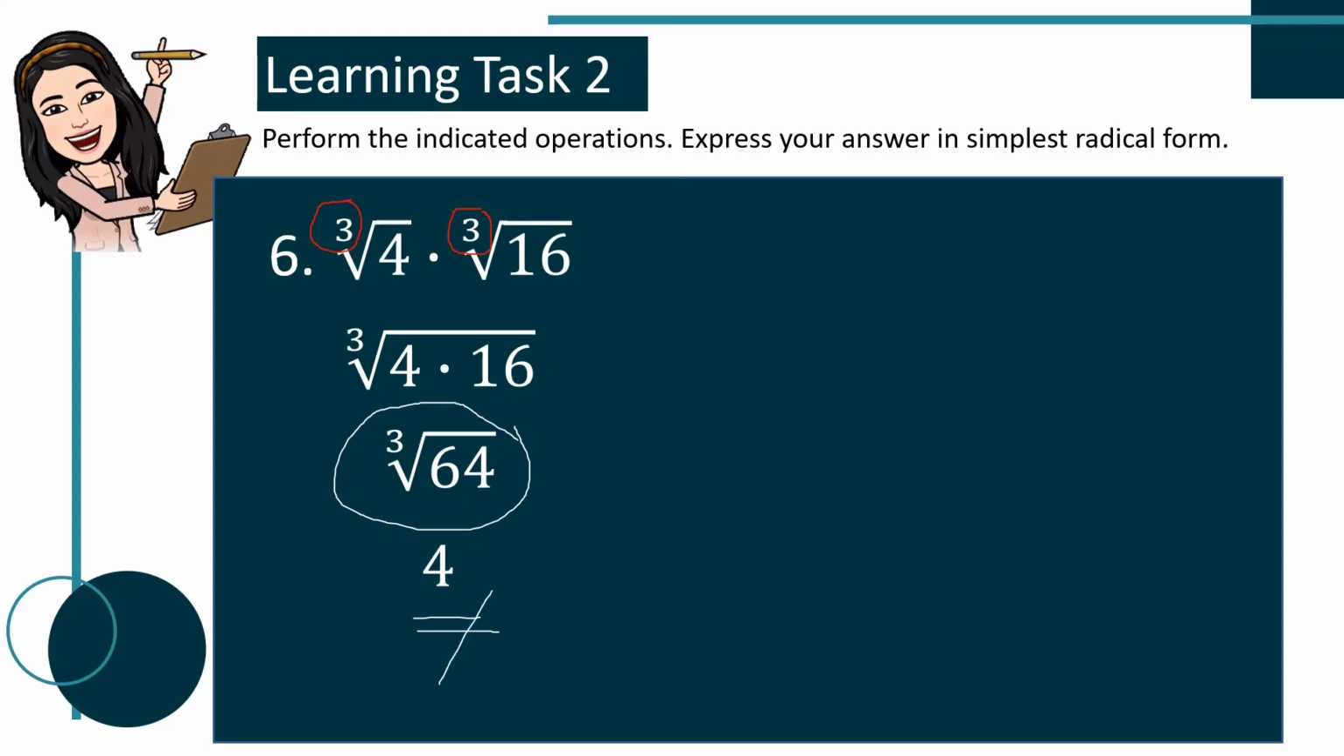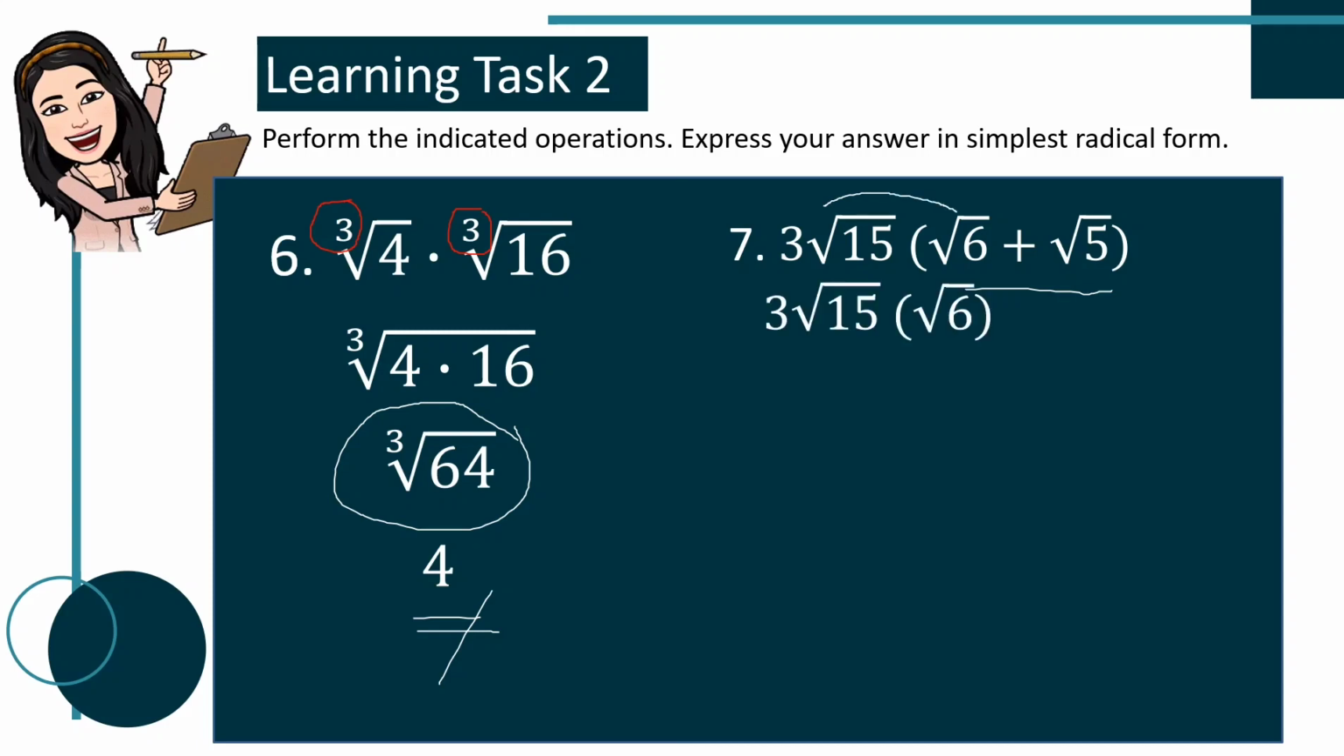So let us try another. Ang given natin is 3 square root of 15 multiplied by square root of 6 plus square root of 5. If you notice, ito ay may binomial. Ang monomial multiplied to binomial. So dito, i-apply lang natin ang distributive property in multiplying monomial to binomials. Unahin natin ang 3 square root of 15 times square root of 6, and then 3 square root of 15 times positive square root of 5. So, magiging plus 3.